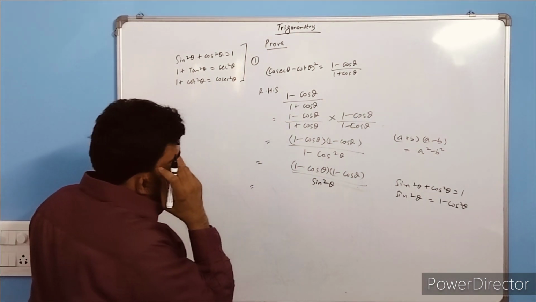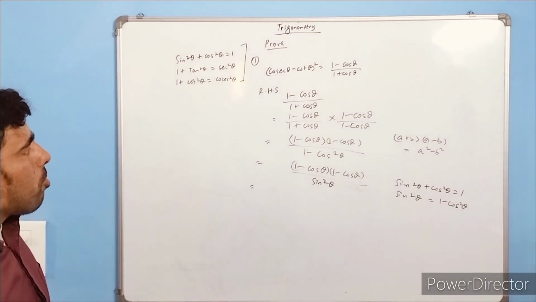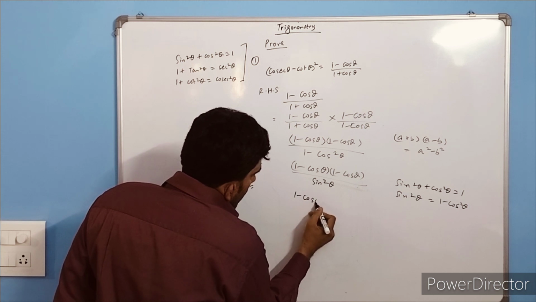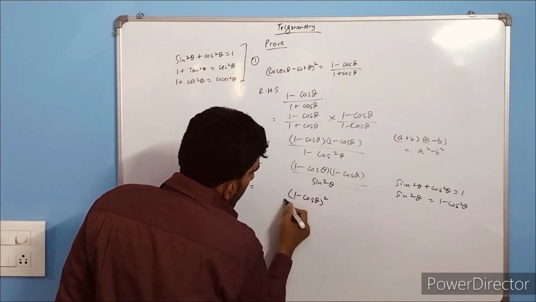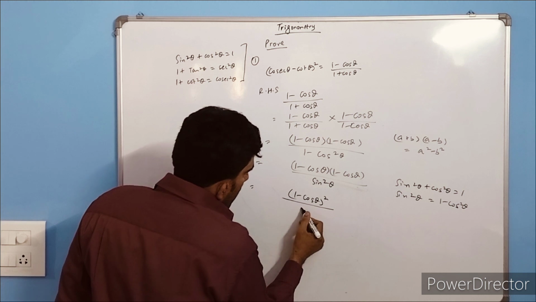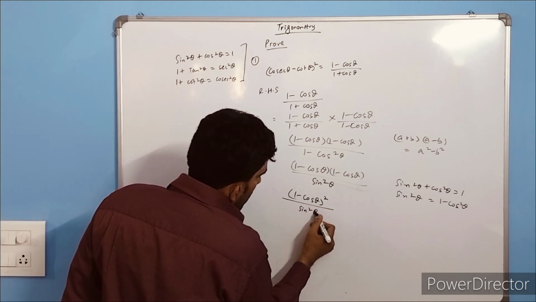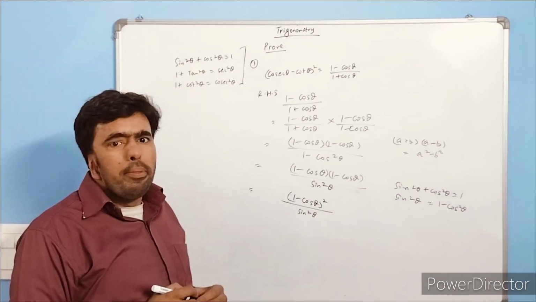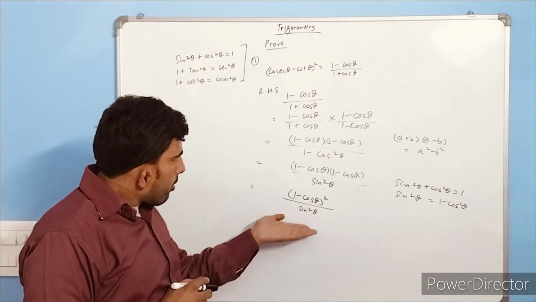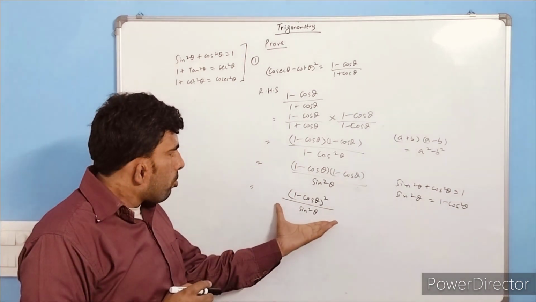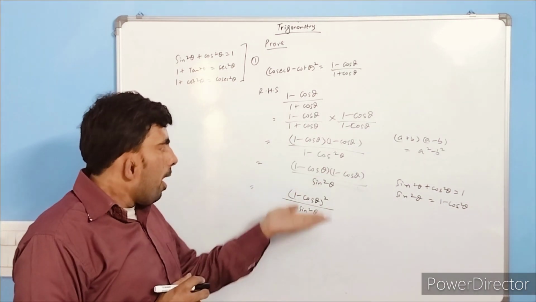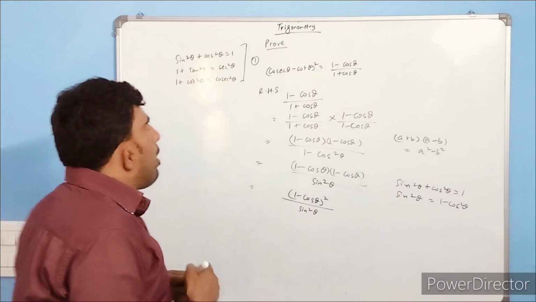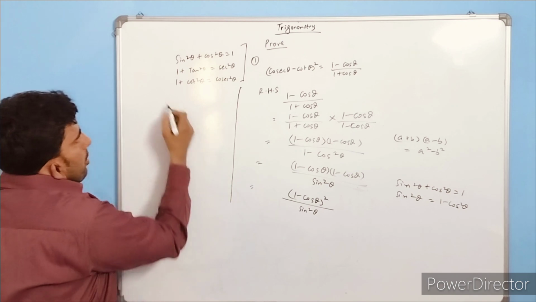Now what they have given is 1 minus cos theta into 1 minus cos theta, so I can write 1 minus cos theta whole square upon sin square theta. Okay. So we have solved this: 1 minus cos theta whole square upon sin square theta. Now we can't do further because it is in the simplified form. Now let us take LHS.